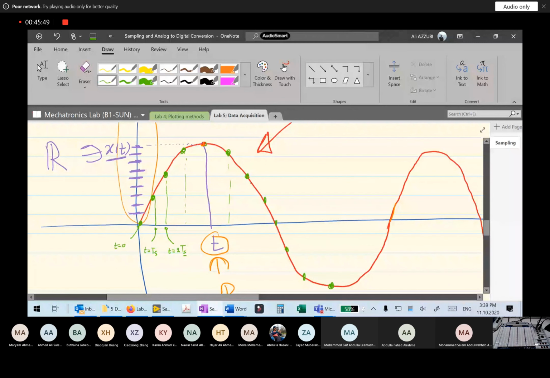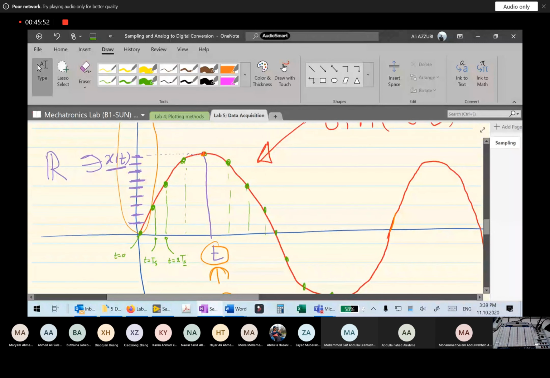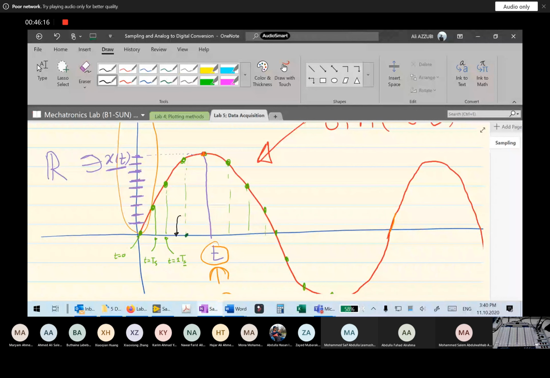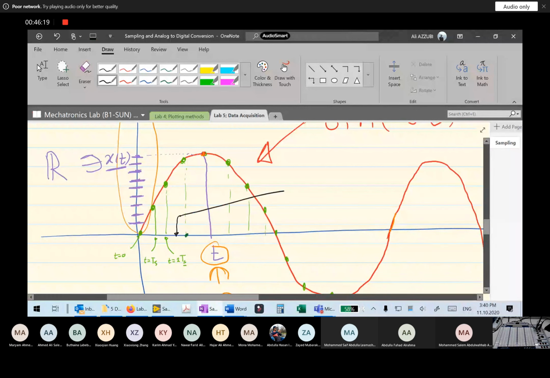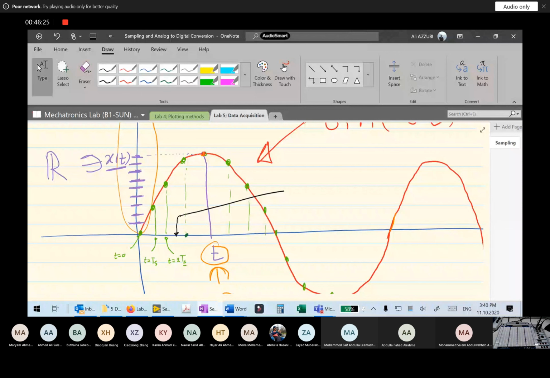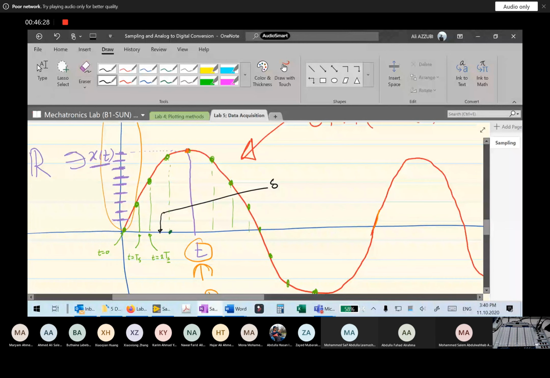So these are discrete points of time. What if you take a value of t here, an instant between two samples? Is the drawing clear now? Yes. So here the signal is not defined.